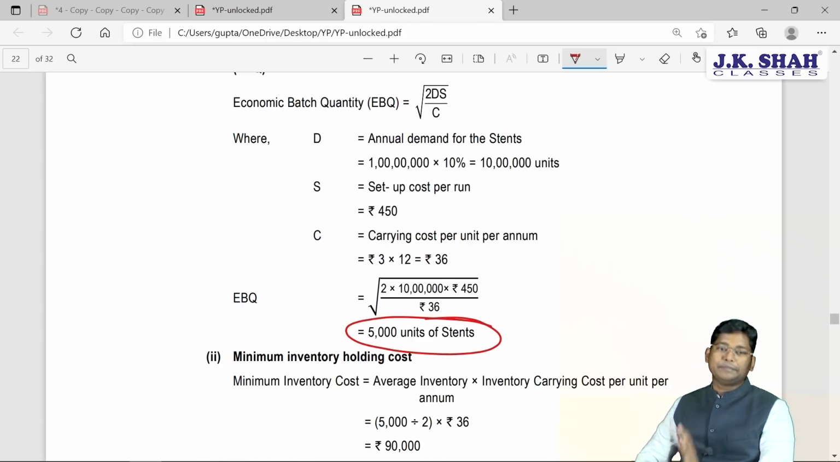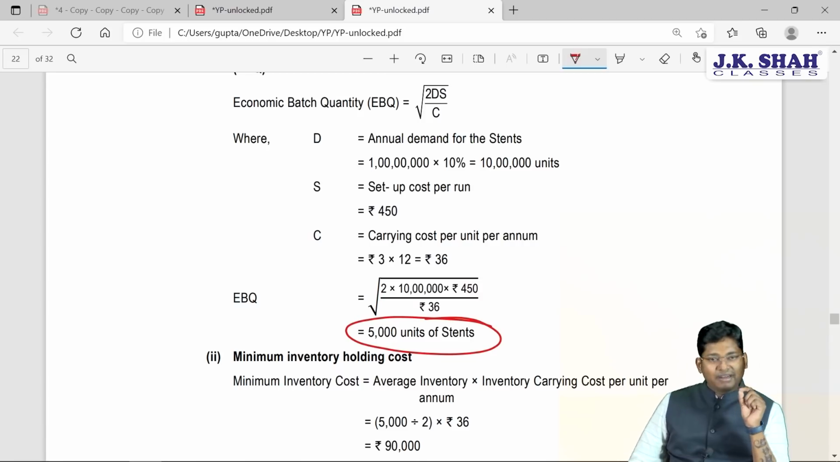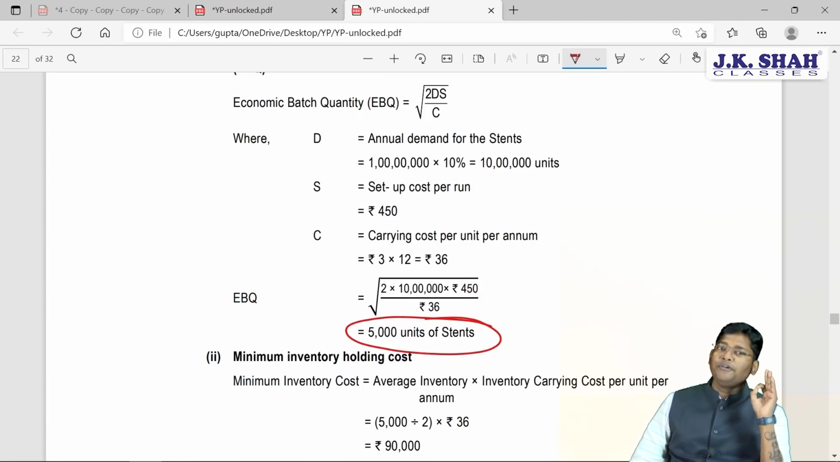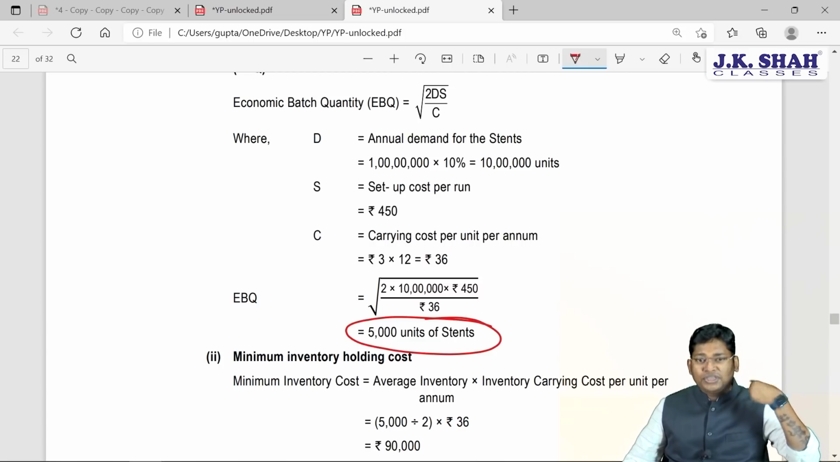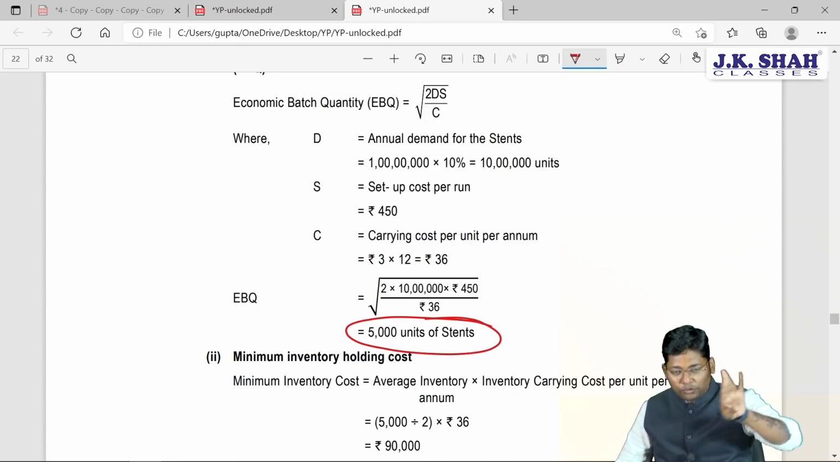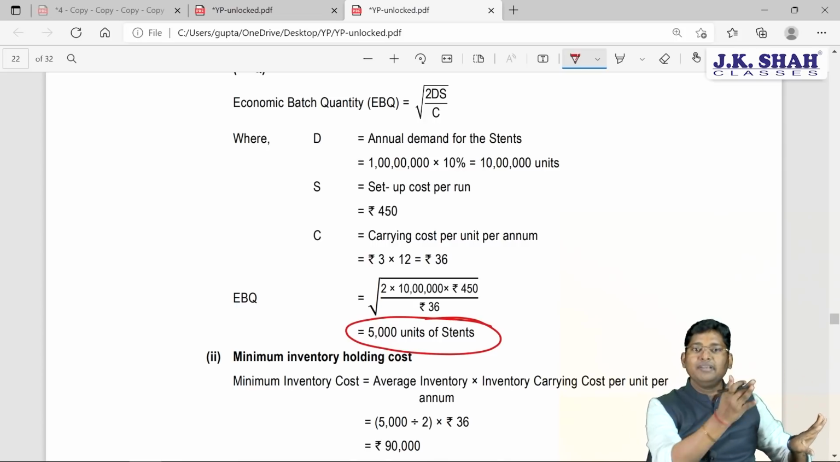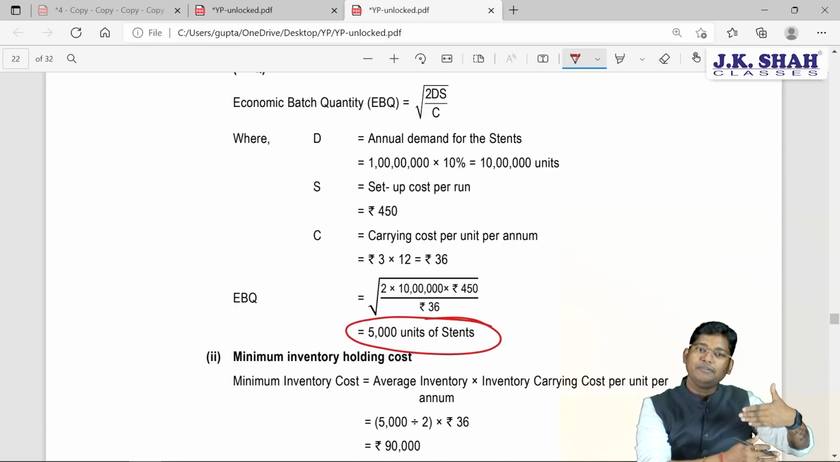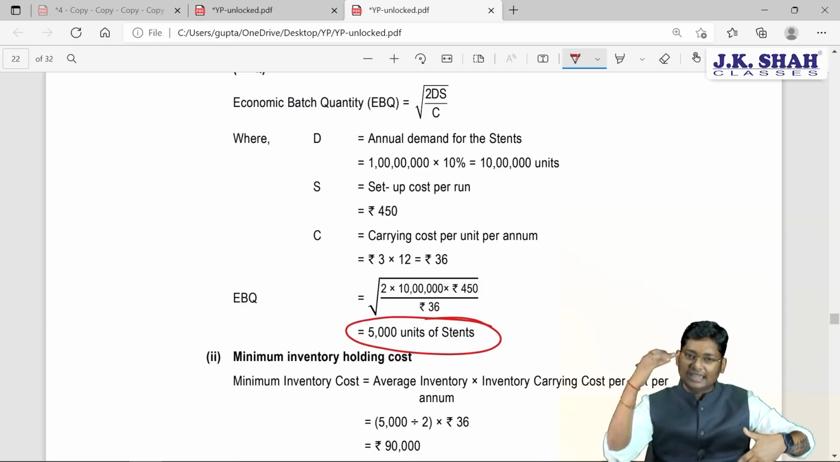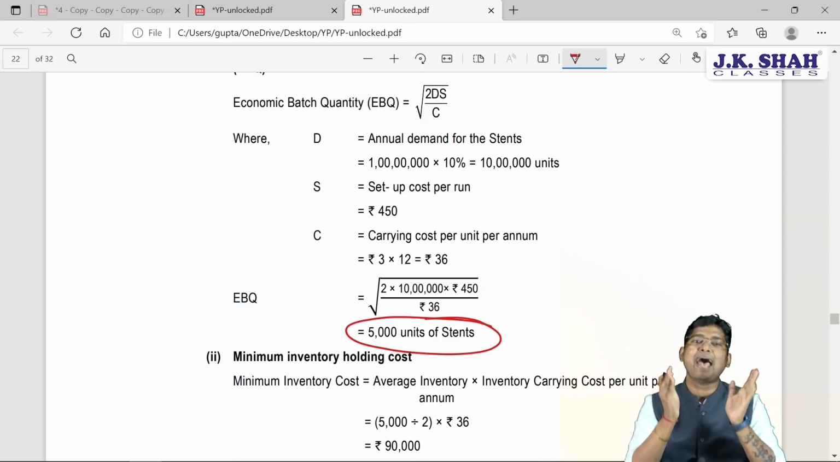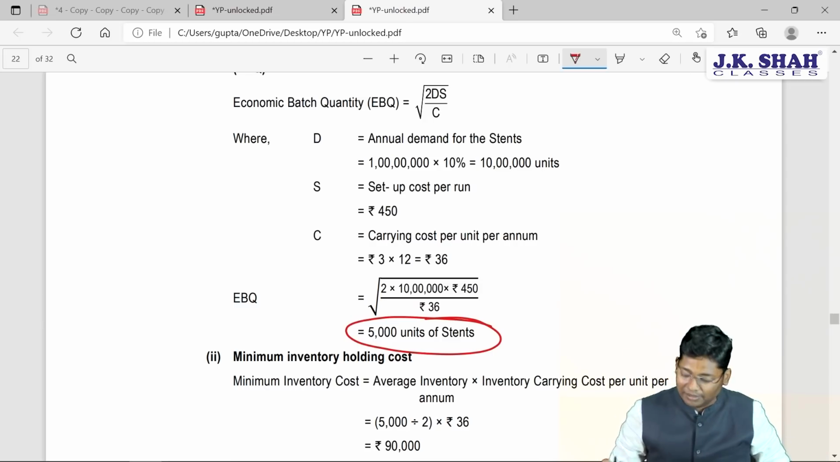Sir, what does it mean? It means whenever the company is going to produce the entire requirement of 10 lakhs, they will be performing production in a batch size of 5000 units. They will be producing 5000, then they are going to set up the machinery again. Again they will be producing 5000, again the machinery will be set up. Then again 5000, again setup, 5000. So 5000 is called the batch size, where cost can be minimized.